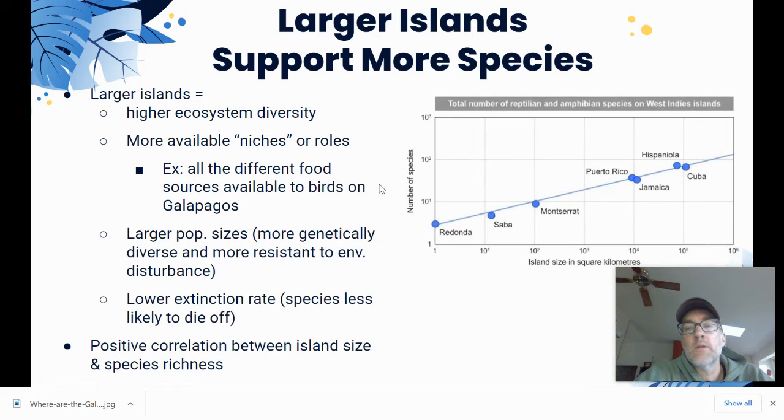So it is pretty much a linear relationship: the number of species is directly related to the size of an island. And this is the island size in square kilometers. These are Caribbean islands. You can see the largest one is Cuba, and it has the most species. Rodana, being the smallest, has the least amount of species.